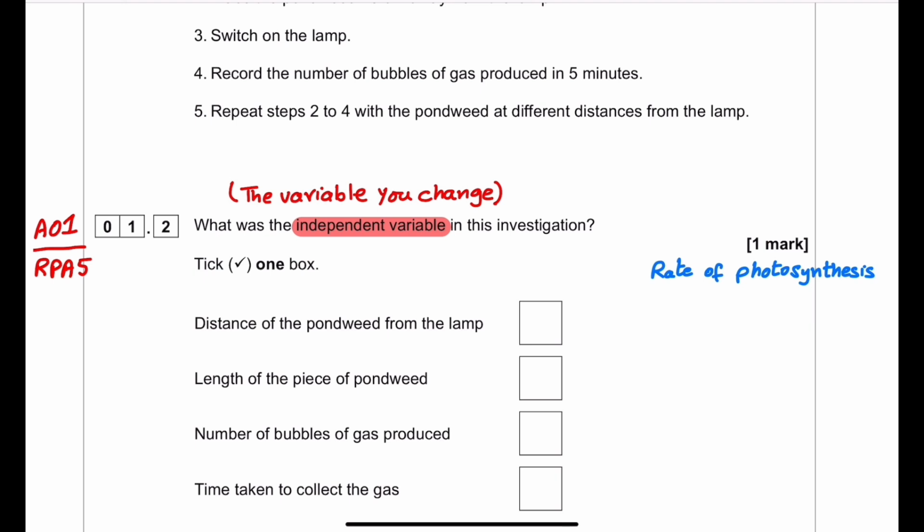The length of the piece of pondweed is a control variable. You can't change this thing. The number of bubbles of the gas produced depends upon the distance of the plant from the lamp. The time taken to collect the gas is fixed, that is 5 minutes, so it is also a control variable. The distance of the pondweed from the lamp is the independent variable.